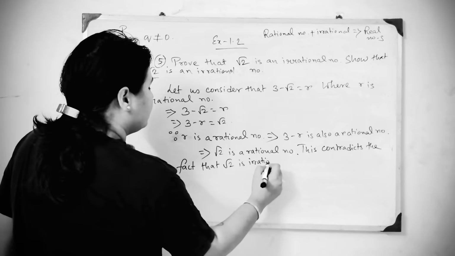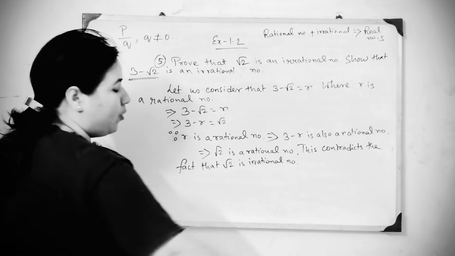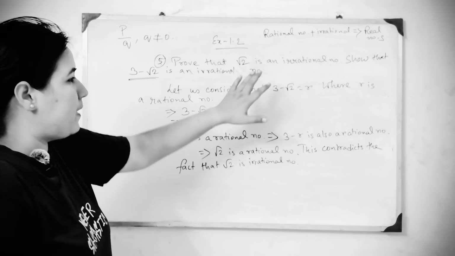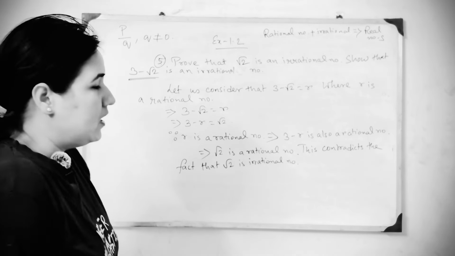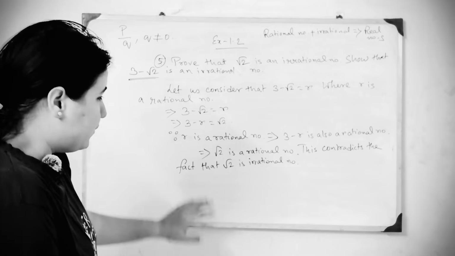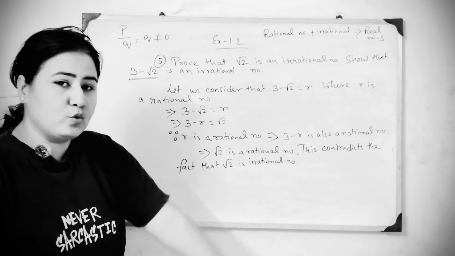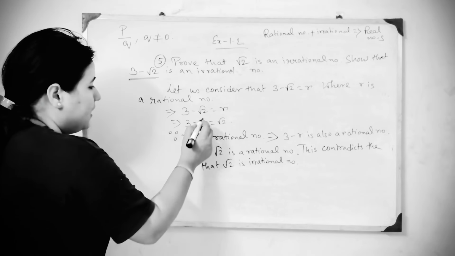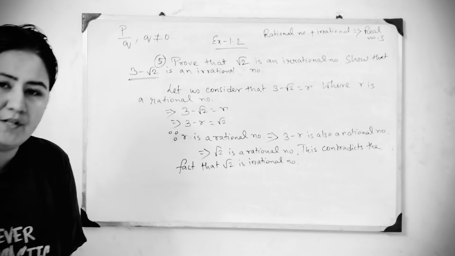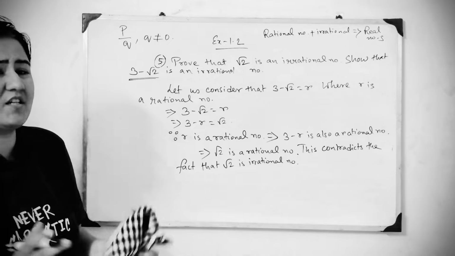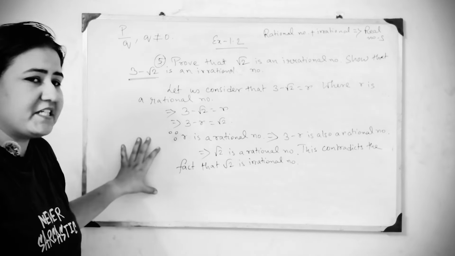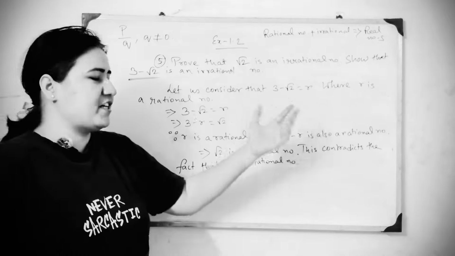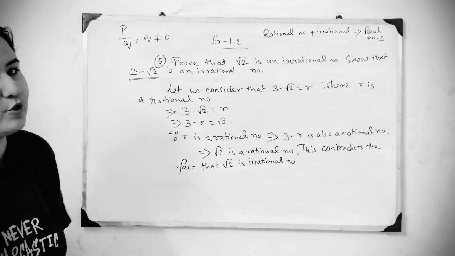Now if you just turn the page of your copy, or if you have done it on the same page, you can see previously on the first part of the question we have already proved that root 2 is an irrational number. So we are getting 3 minus r to be root 2. Root 2 is already proved to be irrational, so obviously this is not rational, this is also irrational. This is just a way of showcasing. As I said before, you can say root 2 is irrational, so 3 minus root 2 is also irrational.